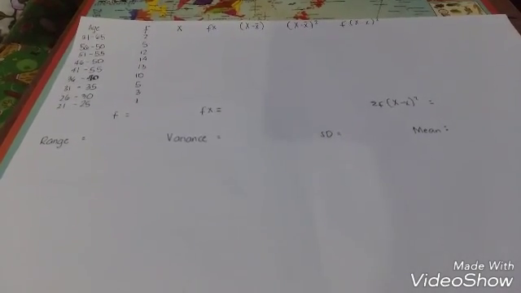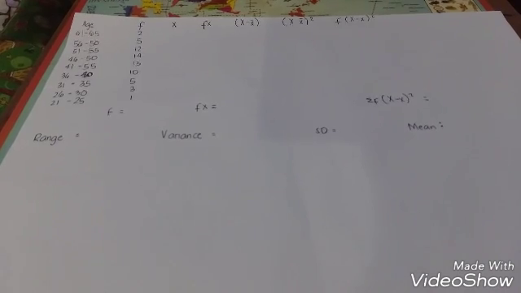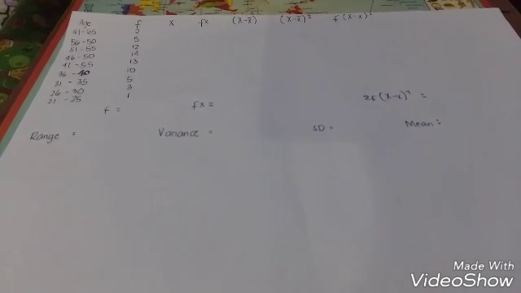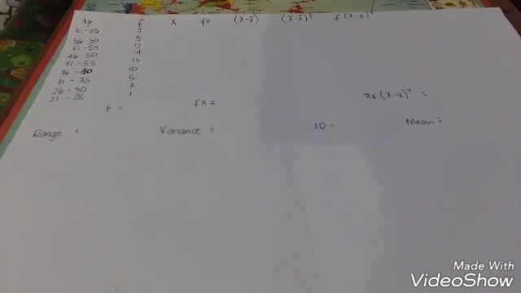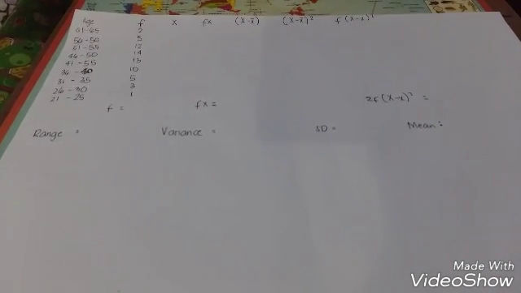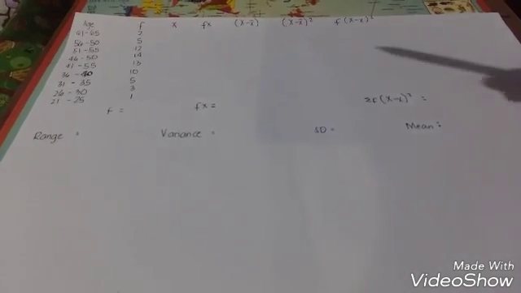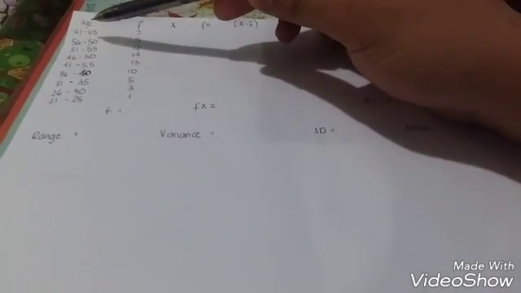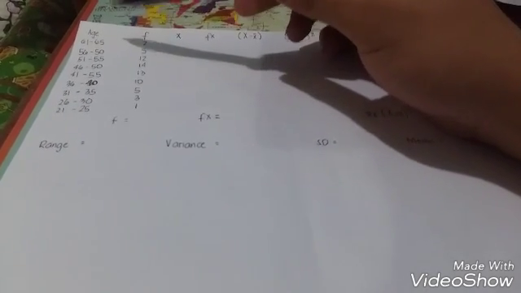Hi guys, so today I'm gonna teach you how to get the range, variance, standard deviation, and mean. So first, in getting the class mark, you will add both numbers of the interval, 61 and 65, then divide by 2.